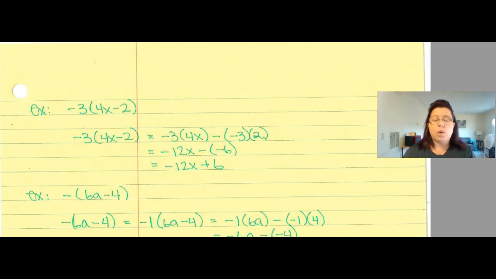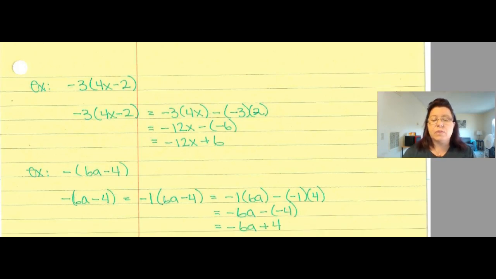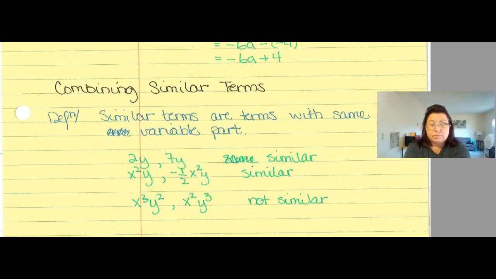So negative 1 times 6a is negative 6a. Negative 1 times 4 is negative 4, so I have negative 6a minus negative 4. And a minus negative 4 is really a plus 4. So negative 6a plus 4. Now, we want to start combining terms. But the only way that we're going to combine terms is if they are similar.